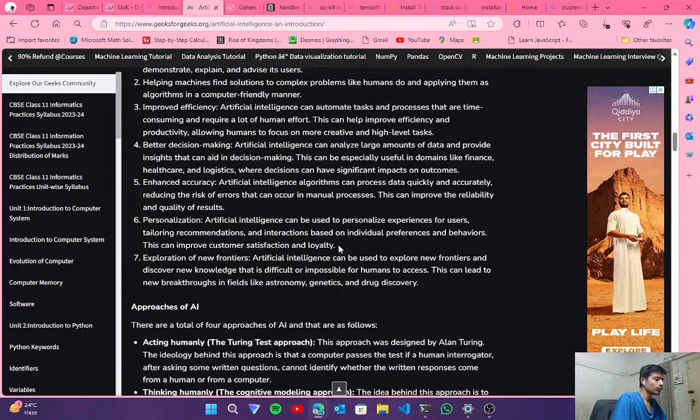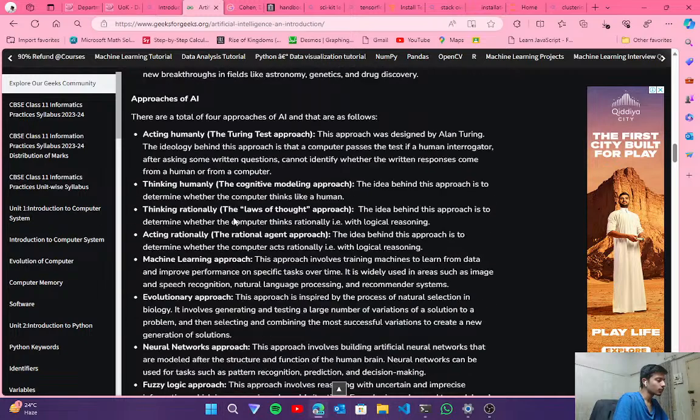Personalization. AI can be used to personalize experience for users, tailoring recommendation and interactions based on individual preference and behaviors. This can improve customer satisfaction and loyalty. Exploration of new frontiers. AI can be used to explore new frontiers and discover new knowledge that is difficult or impossible for humans to access. This can lead to new breakthroughs in fields like astronomy, genetics, and drug discovery.